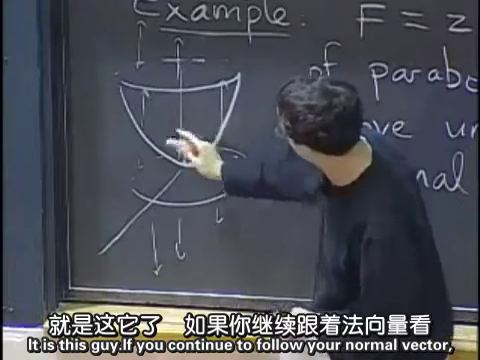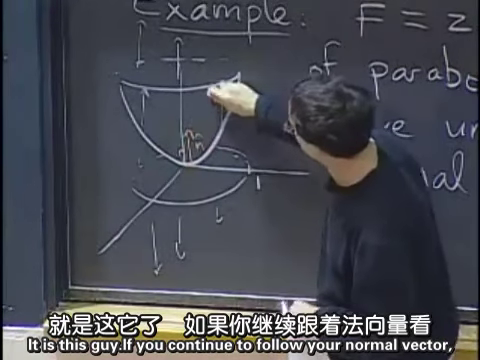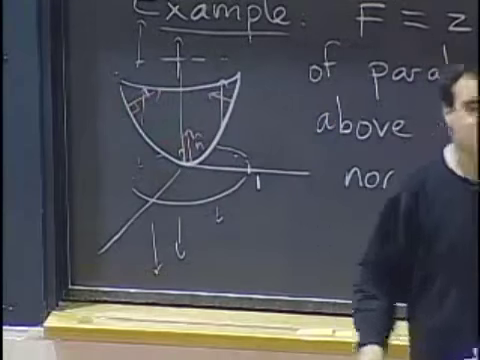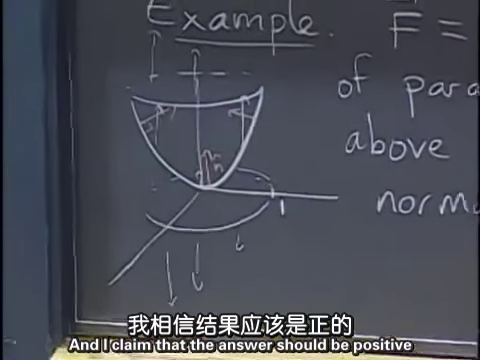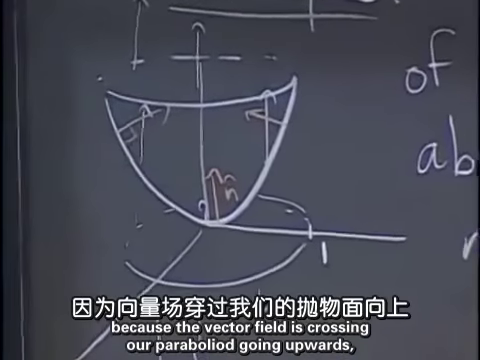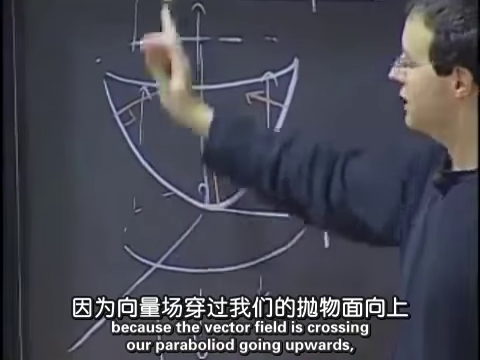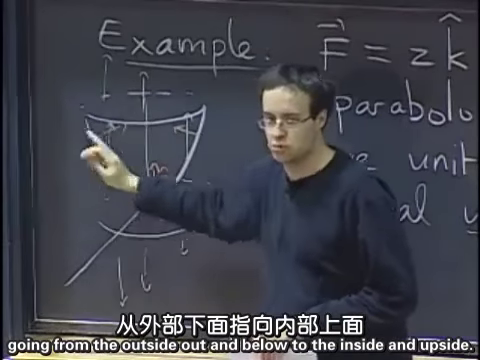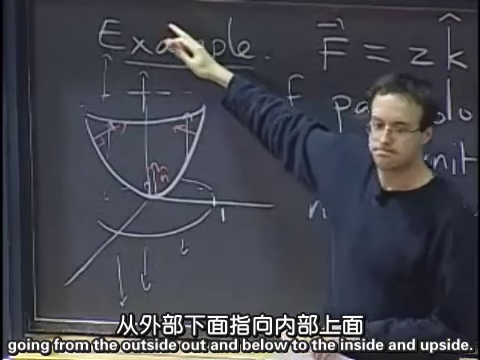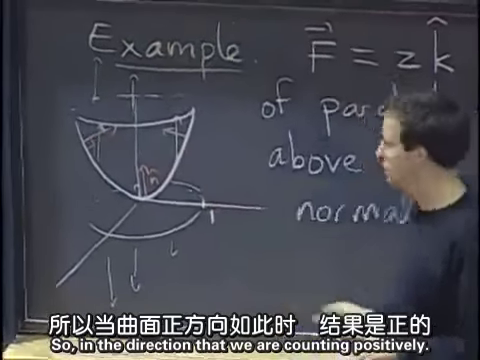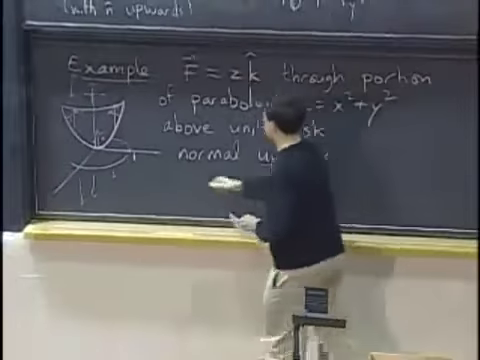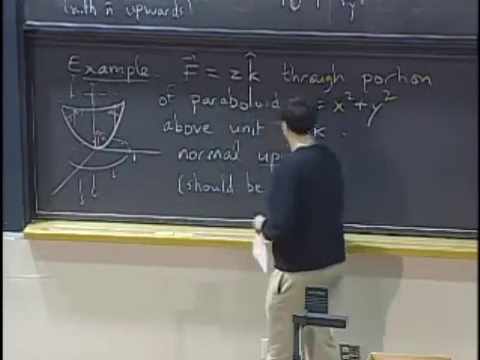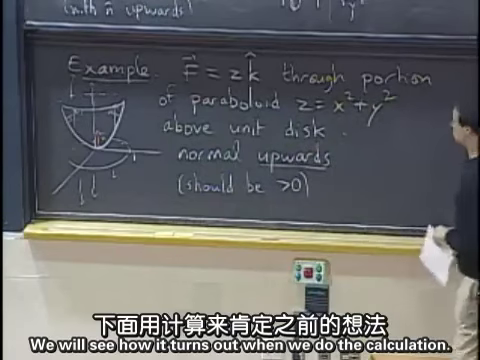It's this guy. And so if you continue to follow your normal vector, they're actually pointing up and into the paraboloid. Okay, and I claim that the answer should be positive because the vector field is crossing our paraboloid going upwards, going from the outside, out and below, to the inside and up side. So in the direction that we are counting positively. Well, we'll see how it turns out when we do the calculation.